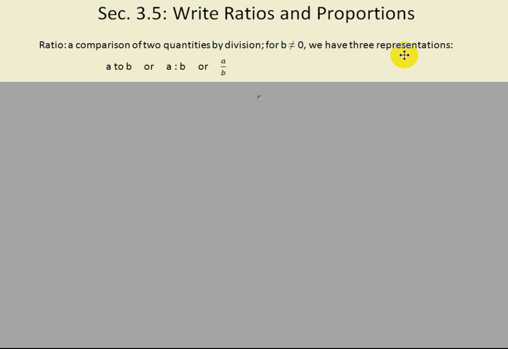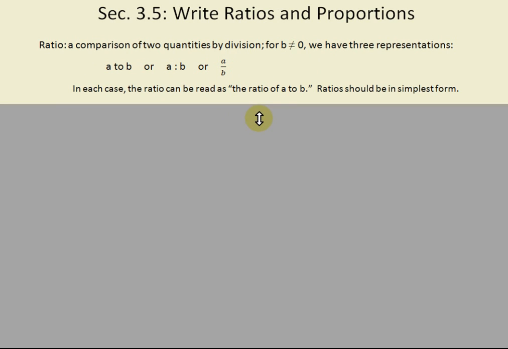Then we have 3 different representations for a ratio. We can write it in words, a to b, or use a colon, a:b, or write it as a fraction, a/b, because remember this represents division. And here you can see why b cannot be 0, because we cannot divide by 0. And no matter how we write it, we still read it as the ratio of a to b. And we want these ratios in simplest form.